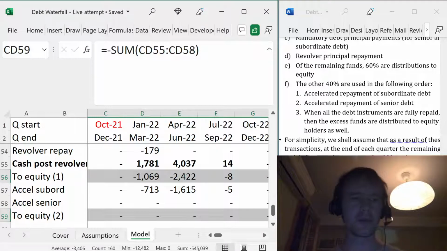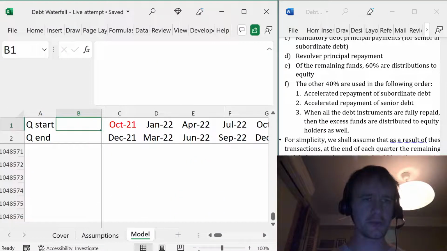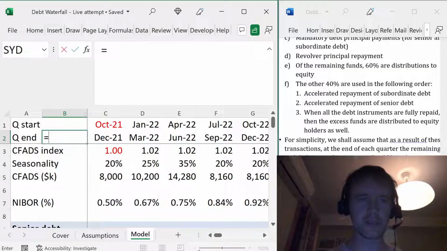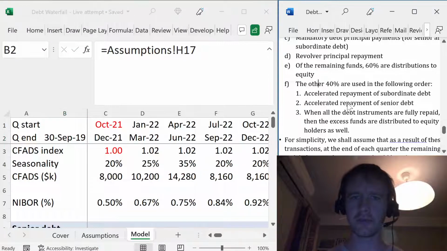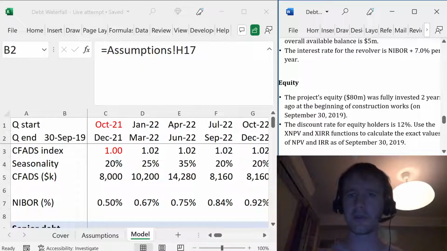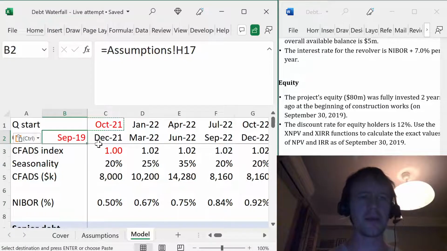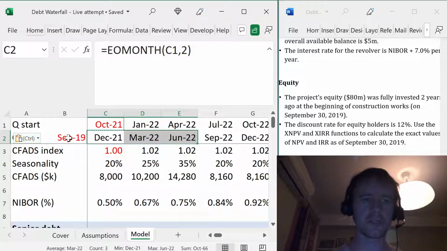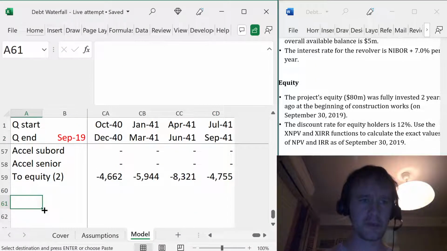Use XIRR. All right. So I didn't actually end up using this blank column for any helper stuff, which I thought I was going to, but the nice thing about it is it does let me plug in this extra, the transaction date. So it mentions somewhere in here. Yeah, here we are. The project's equity was fully invested 2 years ago at the beginning of construction works on September 30th, 2019. So again, I'll just copy that format there. So again, it's a different formula from the rest of the row. And then all the cash flows occur at the end of the quarter, so that's why I'm putting it in line with here. So just jump down to the end.